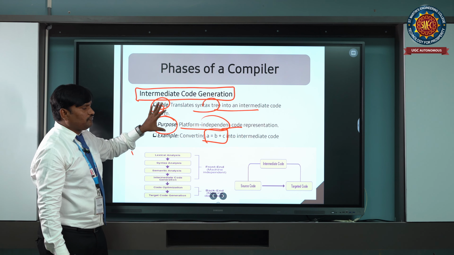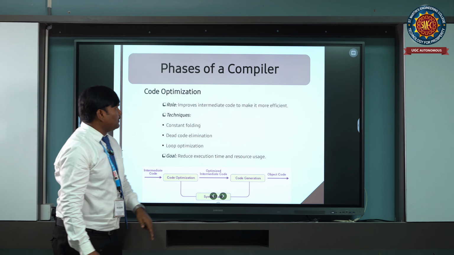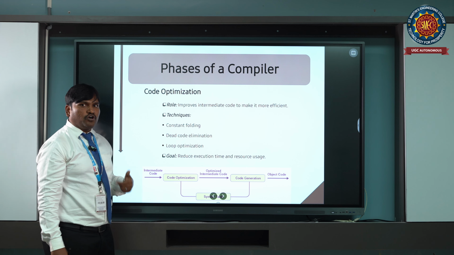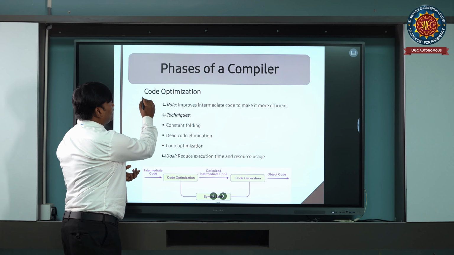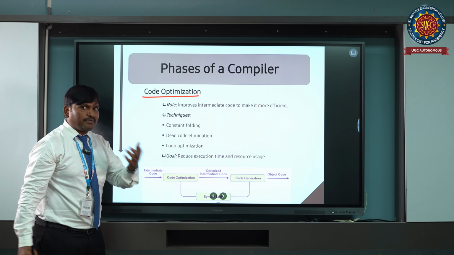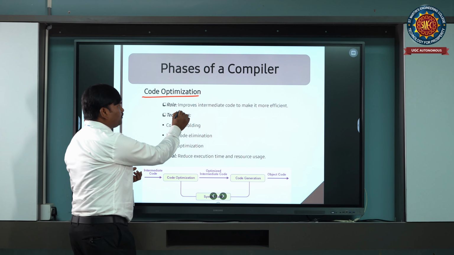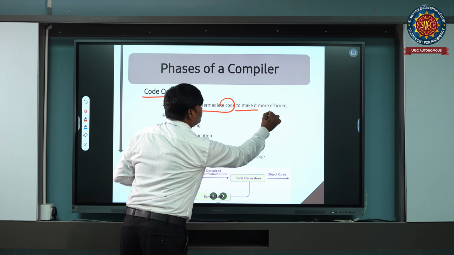So this is the fourth phase of the compiler only. Now we can see another one is the code optimization. Now what is meant by the code optimization? What is meant by the code optimization is that it improves the intermediate code to make it more efficient.